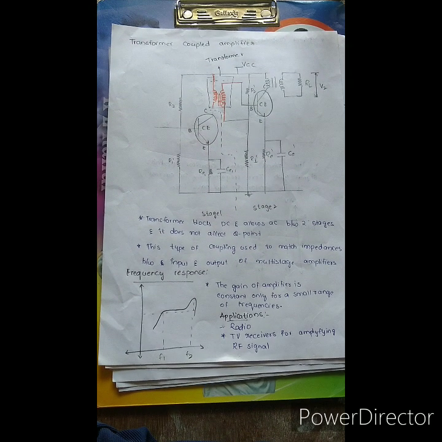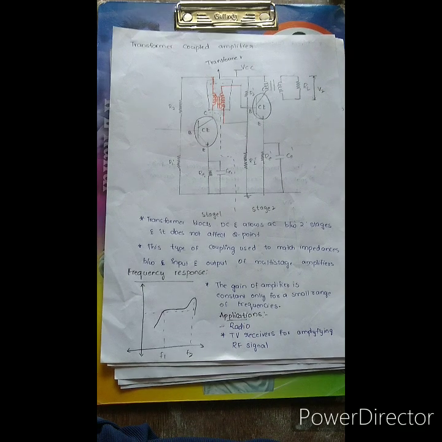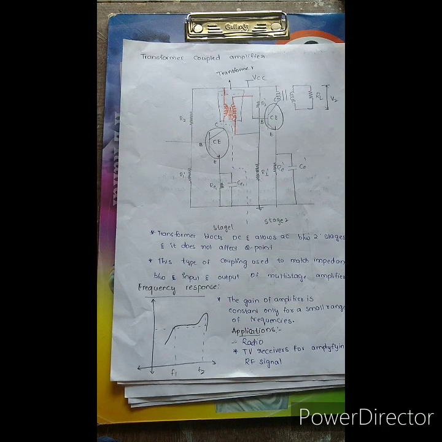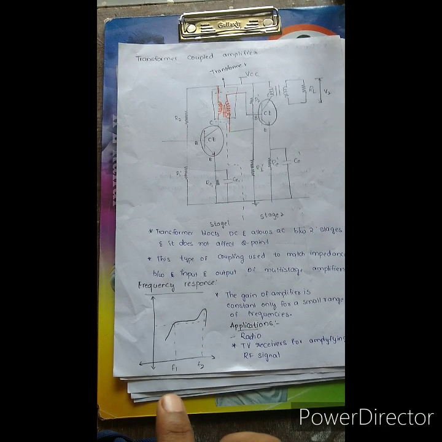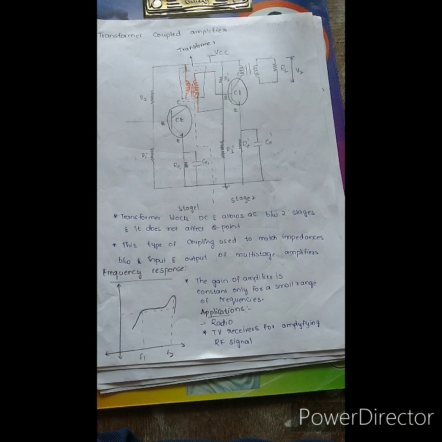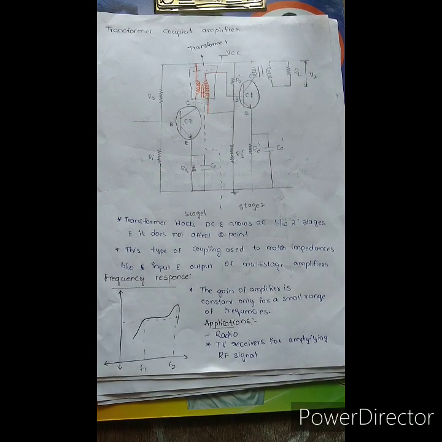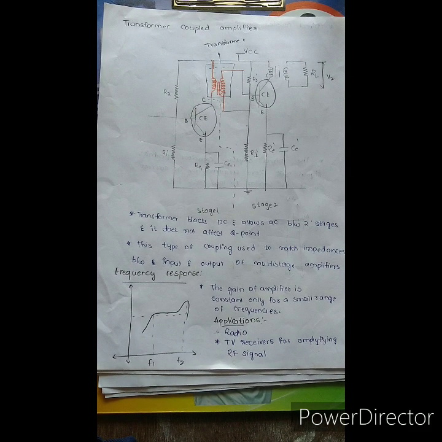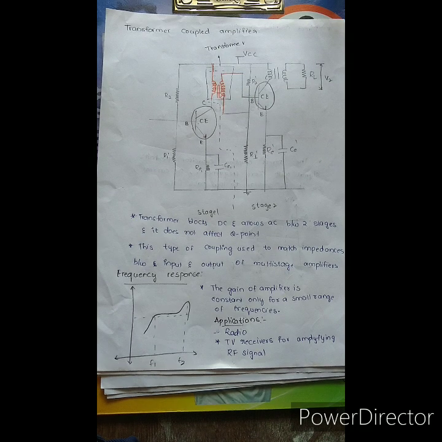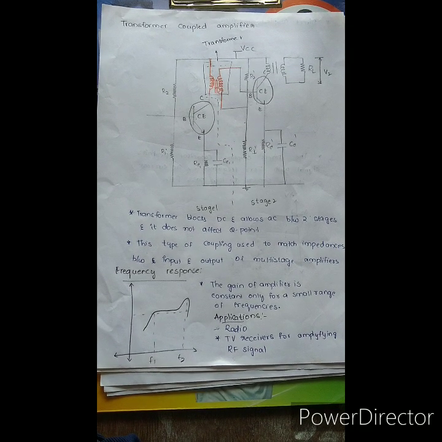The frequency response of the transformer coupled amplifier is shown below, friends. The gain is similar to the RC coupled amplifier, friends, but the gain of the amplifier is constant for only a small range of frequencies. At one frequency the gain is very high, friends, so we use the transformer coupled amplifier. Applications: a wide range of applications, radios, TV receivers for amplifying RF signals, friends.